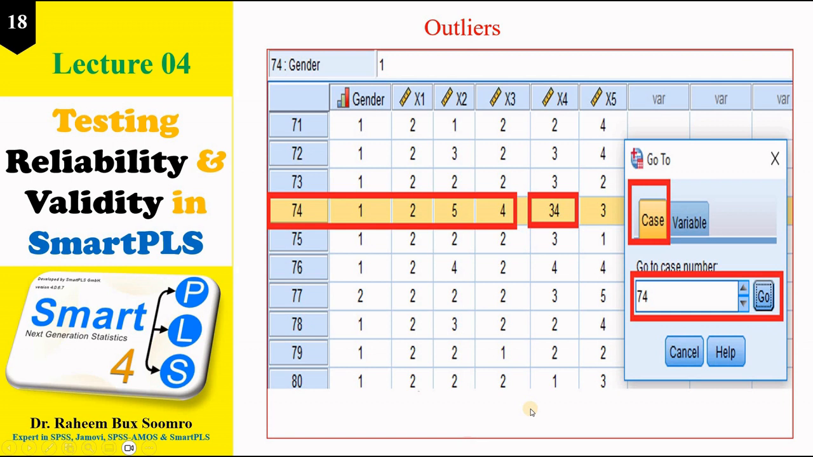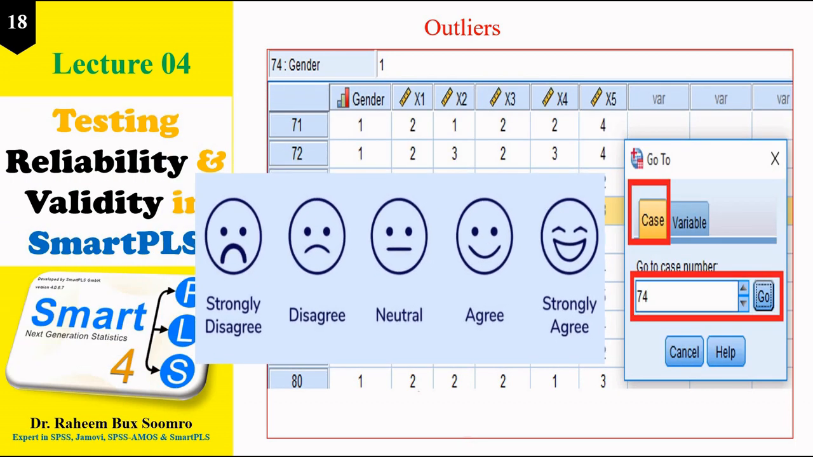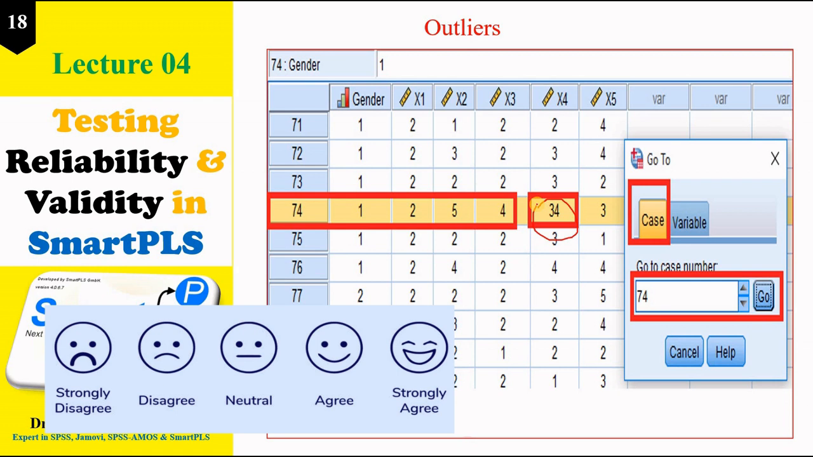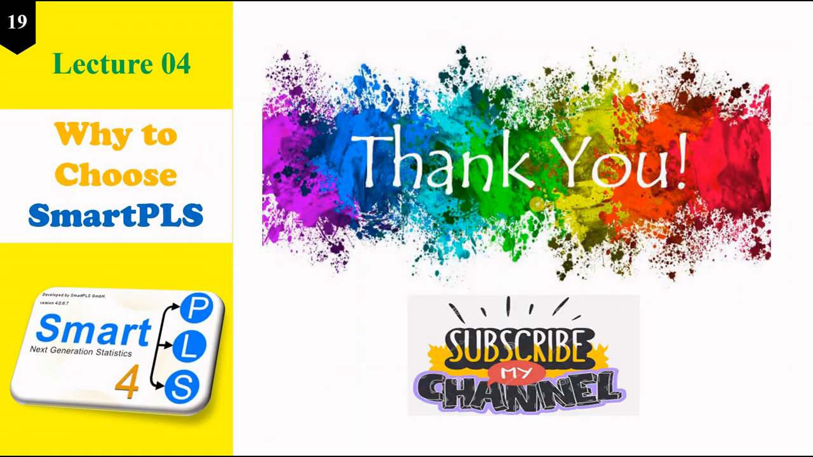Another issue is outliers. As you are looking here in this window, you find one important value, that is 34. Actually, 34 is out of range. We have a 5-point Likert scale from 1 to 5, so this one is far away. This 34 is out of this range, and therefore we consider it an outlier.